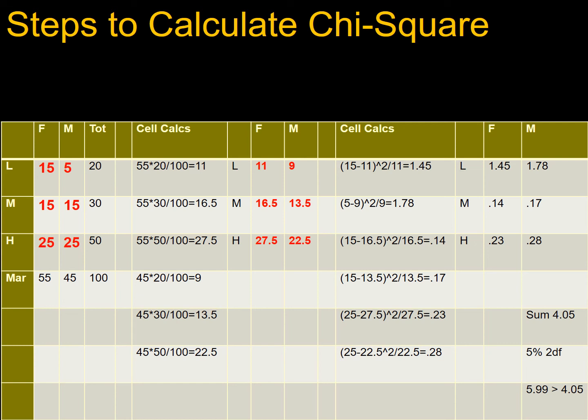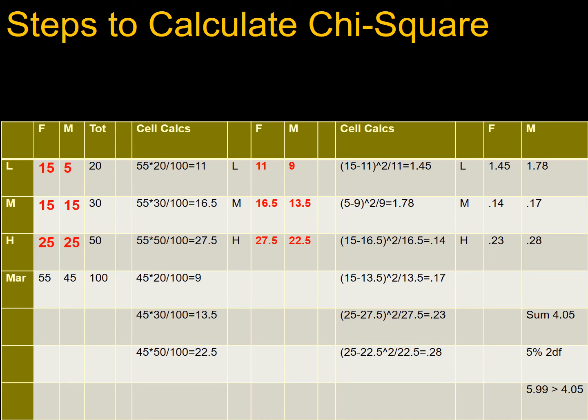In the third calculation, we take 15, which is the intersection of female and medium support. We subtract from it 16.5, which is the expected value. We square it. We divide it by 16.5 again, and that gives us a value of 0.14.